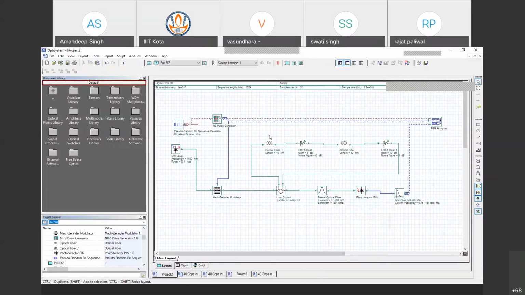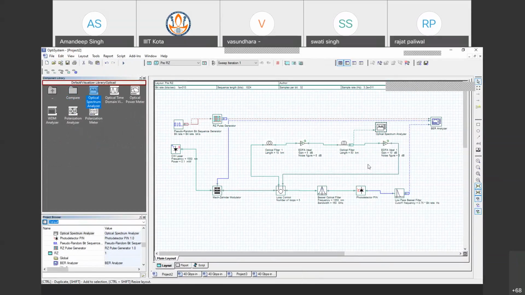You can compare the spectrums of these particular fibers. For example, if I see the spectrum here and if I see that here, this will be okay. So after modulation and after passing through the fiber, or you can say at this part, what will be the effect?